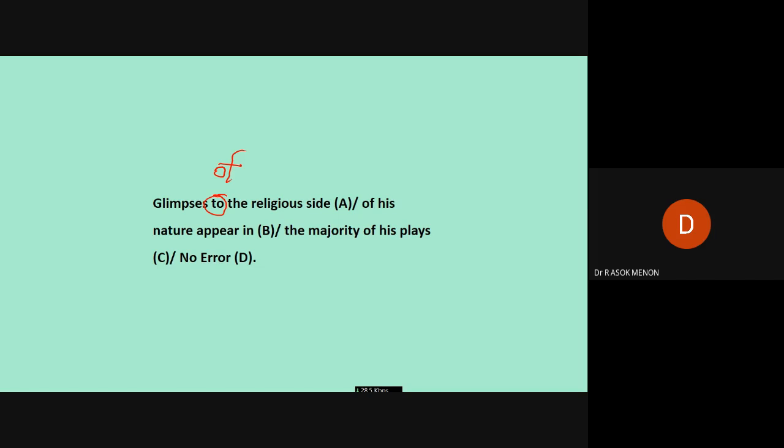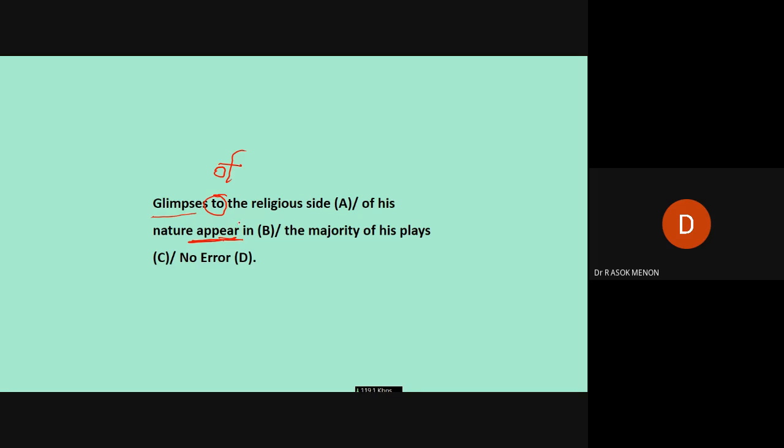And maybe Saurabh Mishra may be having a doubt. What is wrong with a glimpse of? Why don't you ask me such questions, Mishra? A glimpse of is correct, but not here. See, glimpses of the religious side of his nature appear. Appear is plural. Therefore, we cannot change this into singular. You said a glimpse of, that is singular. Then appear won't follow. Then you have to change this also, appears.